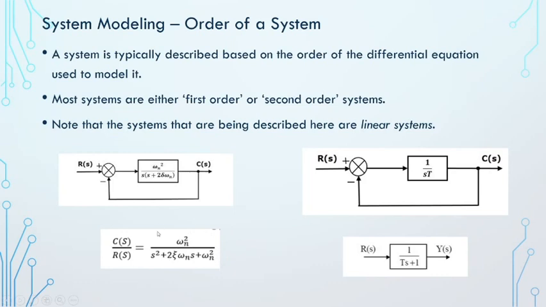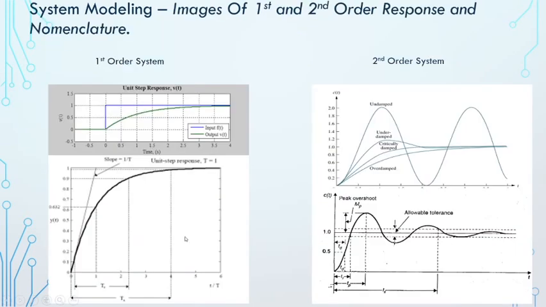Now we're going to come back to this when we are doing our MATLAB analysis application. Now, this is a graphical representation of the two systems. On the left-hand side, we have a first-order system, and on the right-hand side, we have a second-order system. In a second-order system, we have four major forms.